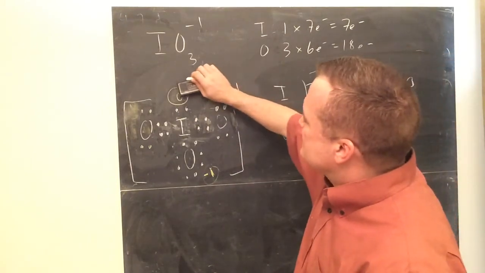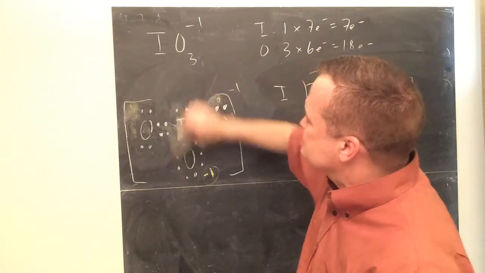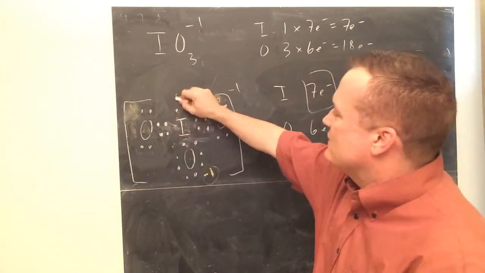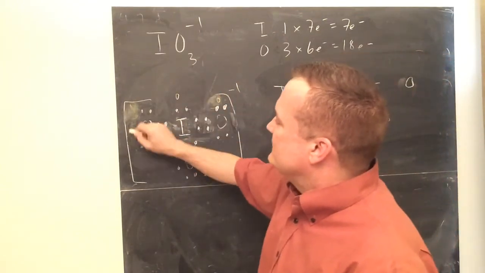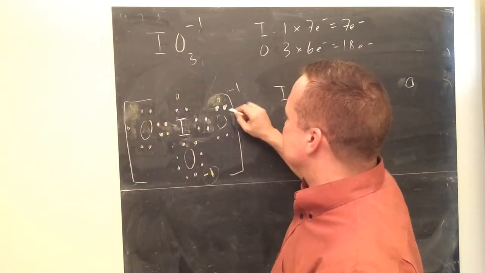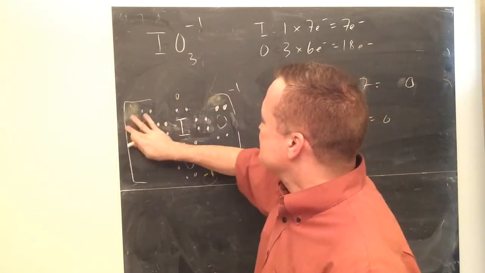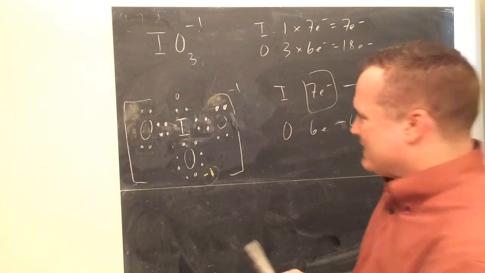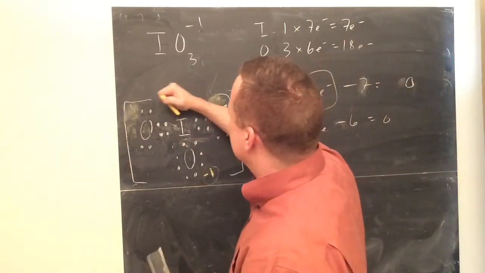So the center atom has a 0 charge. Iodine has a 0 formal charge. This oxygen has a 0 formal charge, and this one has a 0 formal charge. The zeros are going to look so messy. That's why I like to use another color for them. I don't know why I didn't do that there.